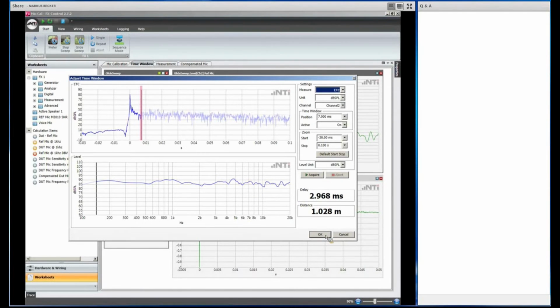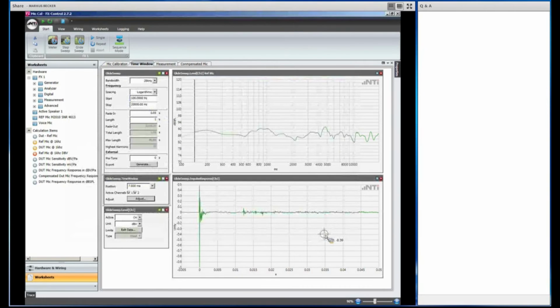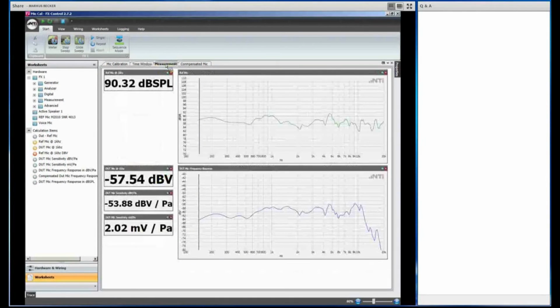So I confirm my setting and switch to the measurement result. We see here the 90 dB SPL, that was our reference sound pressure level as we have adjusted it in our first step. We see here down the voltage from the reference microphone at 1 kHz and the calculated sensitivity of the microphone expressed in dB volt per Pascal and down here in millivolt per Pascal.